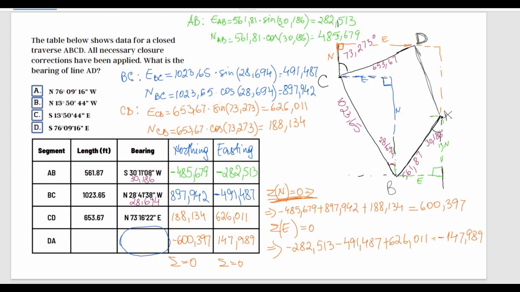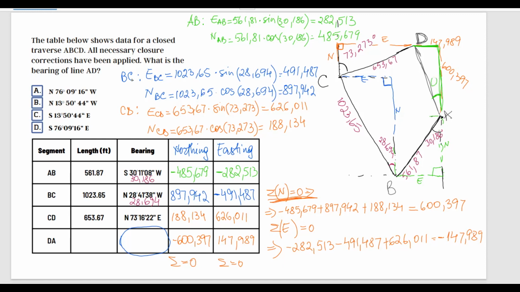This is 147.989, and northing is 600.397. Great. So now that we have these two distances, we have the easting and we have the northing of line DA. How can we find this angle here?